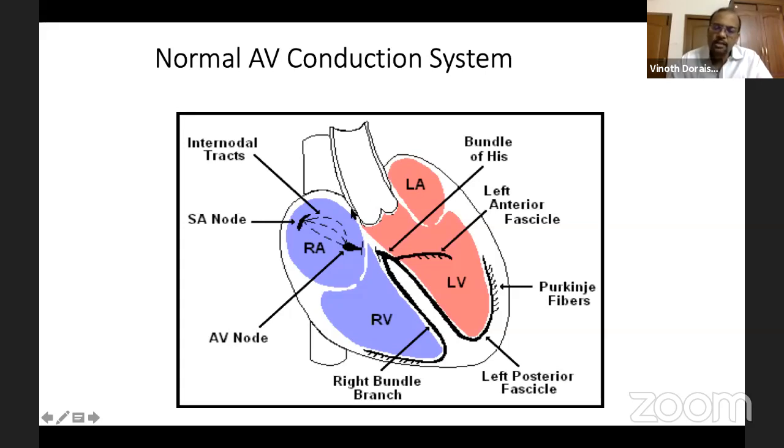Now, there is no electrical connection between the atria and ventricles in the normal heart, except this AV node and His bundle. So the only way for the depolarization wave to travel from the atria to the ventricles is through the AV node and the His bundle. The AV node is present in the lower part of the right atrium, near the septal leaflet of the tricuspid valve.